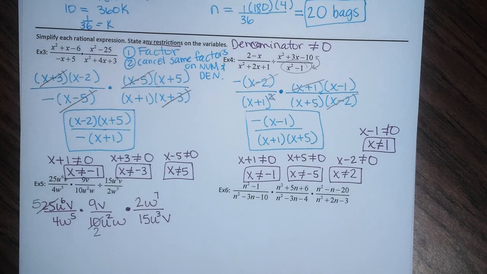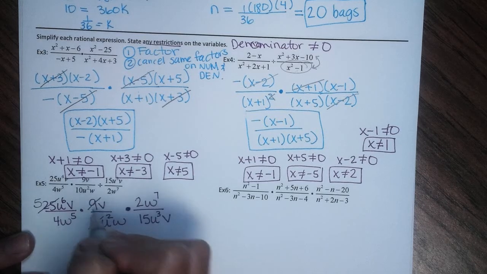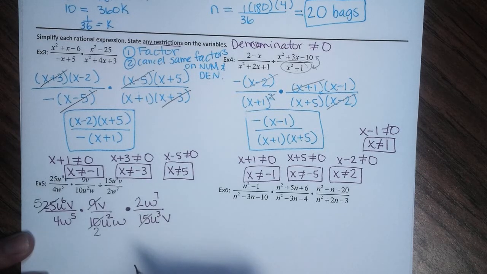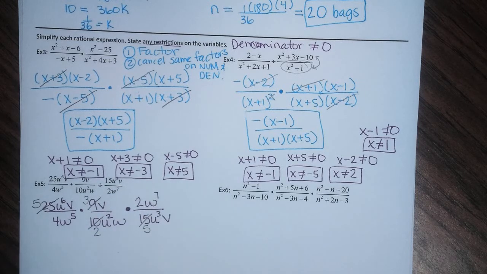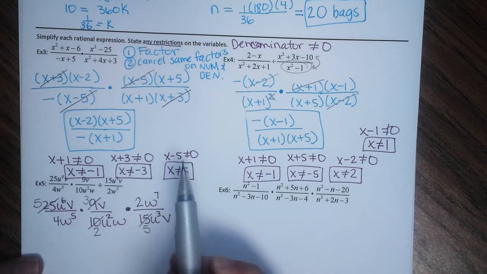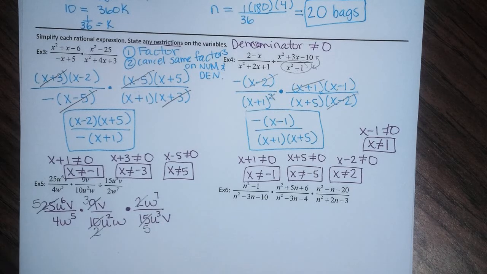What else? It doesn't matter which order you do it in. But another one is this 9 and this 15 have a common factor of 3. So that would be a 3, and that would be a 5. And then this 2 can cancel either with the 4 here or with, I'm just going to cancel it with this 2 right here. Cancel that 2 with that 2. Same thing with this new 5 can cancel with that 5.